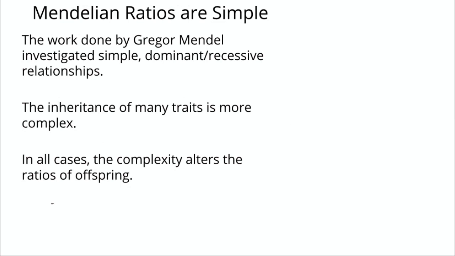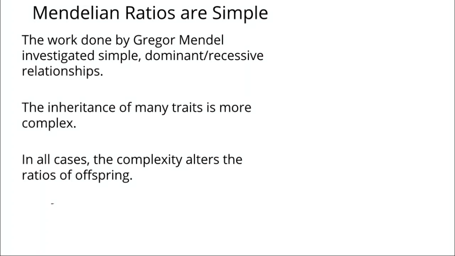The work done by Gregor Mendel investigated these simple dominant recessive relationships, and that's what a lot of genetics was focused on. When you start talking about many traits, you have a more complex inheritance. And in fact, even more recently, it's not just the number of traits that makes it complex, but we are finding out that it's not always a case of dominant recessive.